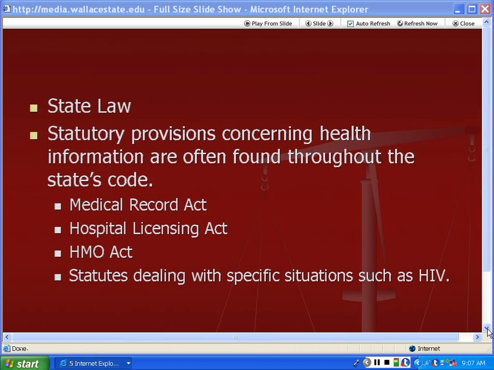And within the state, there may be medical record acts. There may be hospital licensing acts. That's where you find those hospital licensing laws or regulations. HMO acts. There may be specific statutes dealing with specific situations such as confidentiality of patients' records where the patient is HIV positive or has AIDS. And so, again, state law, always remember, it may change when you cross the state line. Just because you work in Alabama and you know all the laws pertaining to confidentiality of health information, you may not know all of them once you go to Tennessee or Georgia or across the country.